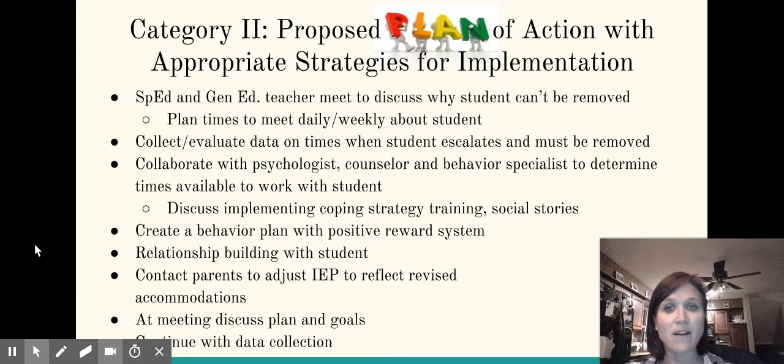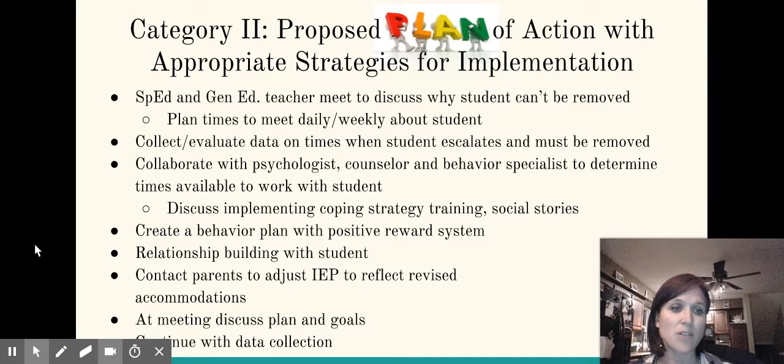Collect and evaluate the data on the times when the student escalates and must be removed, perhaps collecting the data about what are the assignments, what's happening in class, what's happening outside of class, to evaluate that to determine any commonalities. Collaborate with anyone available, the psychologist, the counselor, the behavior specialist, to determine any times that they can work with the student and his emotions so that he can get a better feel for them, understand them, and discuss implementing a coping strategy training for him so that he can self-regulate.